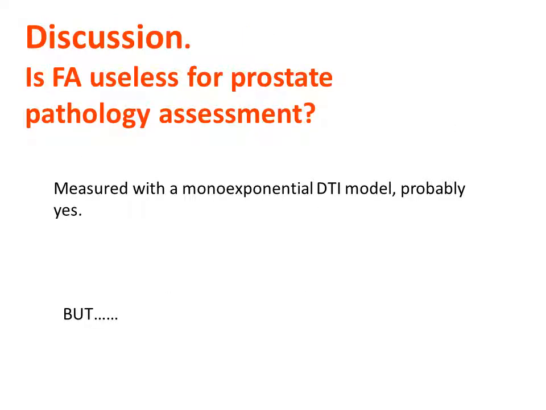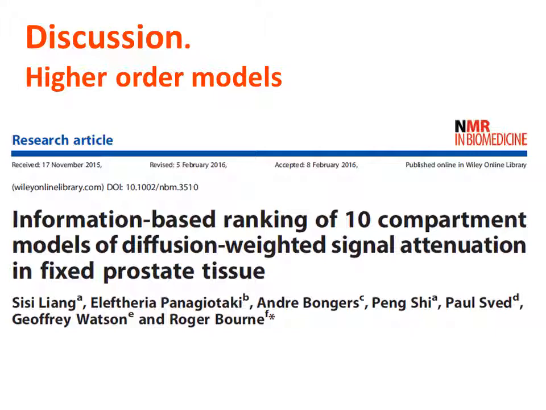Okay, so briefly I'll follow up on this with a few ideas. So, should we conclude that FA is actually of no value for pathology assessment in the prostate? Well, if we're going to just use a basic mono-exponential DTI model, then the answer is probably yes. But what if we look at a more sophisticated model? So we've done this in a recent MRM paper where we compared 10 different multi-component models of the diffusion signal in prostate tissue.